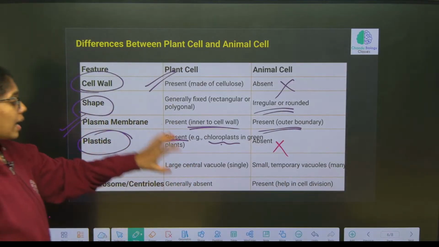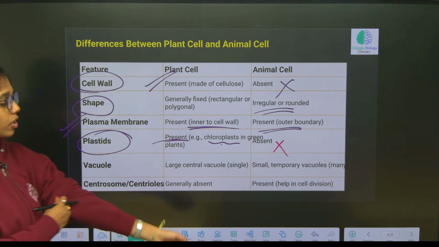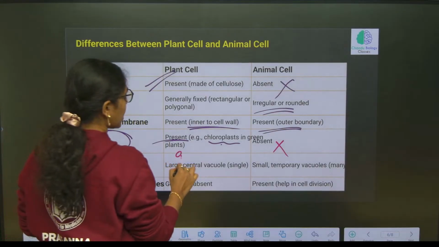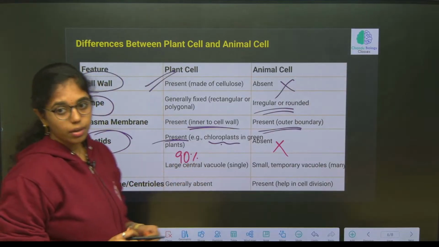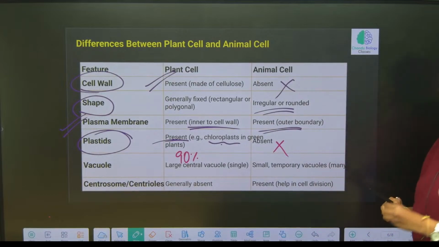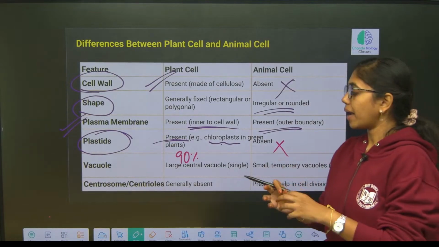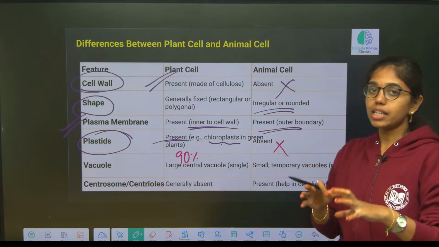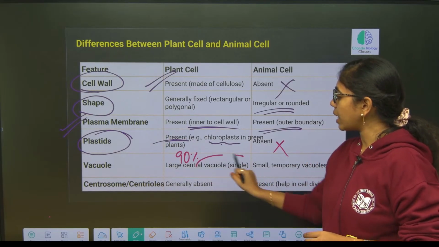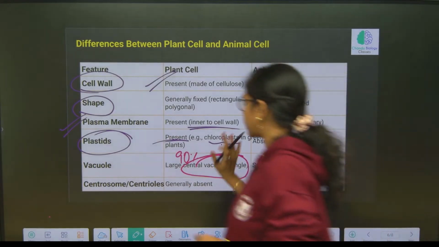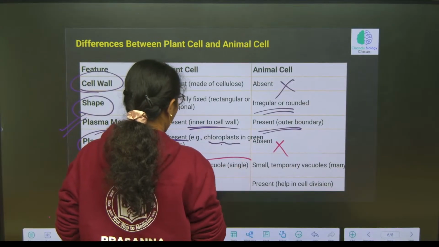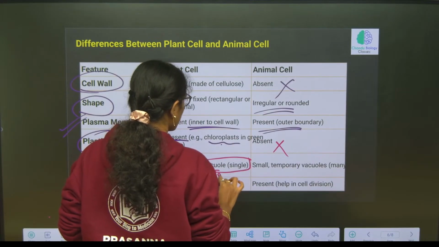Vacuoles: a single large central vacuole is observed in the plant cell, which occupies 90% of the total cell volume, and this acts as a dump yard inside the plant cell where all the excretory products are dumped into the vacuole. That is why it is also called a sap vacuole. The membrane which is surrounding this central vacuole is the tonoplast. It is a single membrane bound organelle, and the membrane surrounding it is the tonoplast.